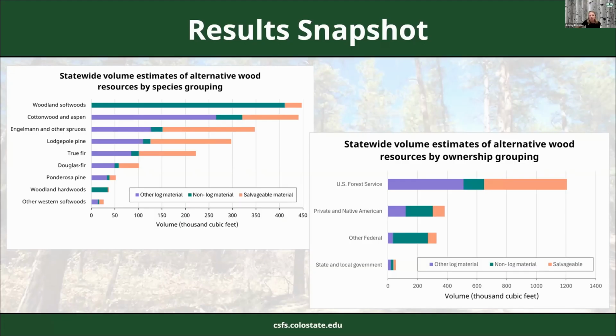So these two graphs show just statewide volume estimates of the three different categories. The other log material, so again, like small diameter material, is in purple. The non-log material, a lot of woodlands, is in green, and then salvageable material is in orange. And we broke out the state totals by species group on the left. So there's 10 different species groups in Colorado, and then by ownership groups with 4 different ownership groups in Colorado.